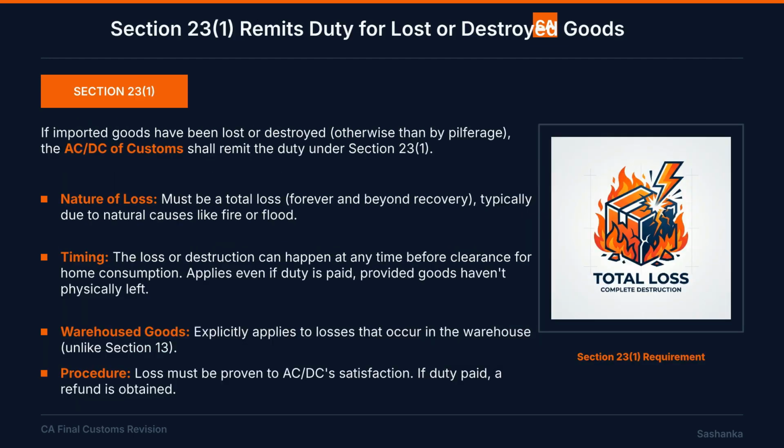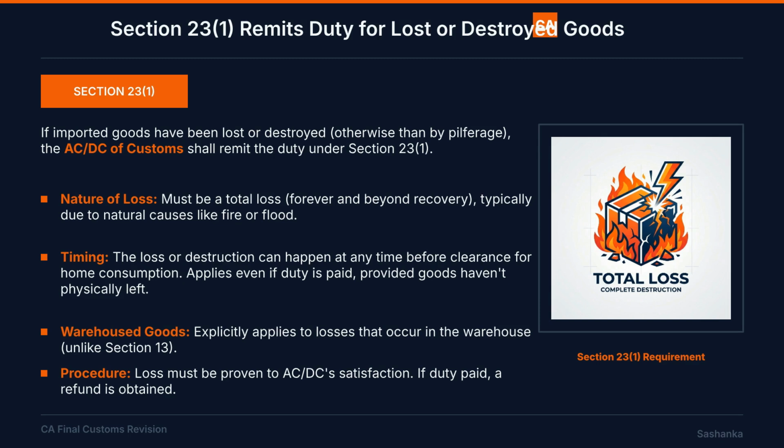Section 23(1) covers situations where imported goods are completely lost or destroyed due to reasons other than pilferage. Examples include destruction by fire, floods, accidents, or other natural causes. Since the goods no longer exist and cannot be recovered, customs authorities remit the duty liability.